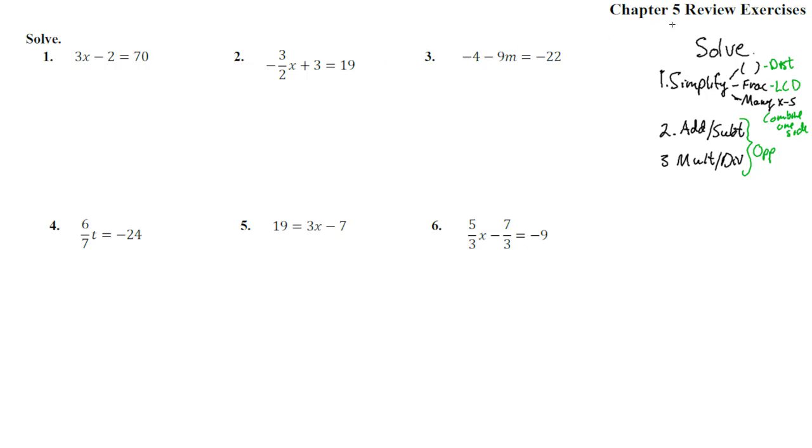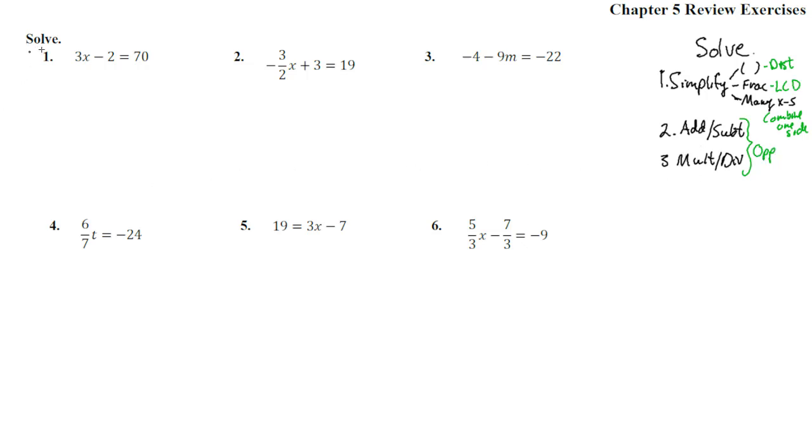Here we are in Chapter 5 review exercises numbers 1 through 6. Notice we have this process for solving equations. We simplify, could have parentheses that we need to distribute, fractions, multiplying through by the least common denominator, or many x's, where we combine them all on one side. And once we have that done, it's now in a simplified world where we just need to get rid of the addition, subtraction, get rid of the multiplication or division, usually multiplication, and use that by the law of opposites.